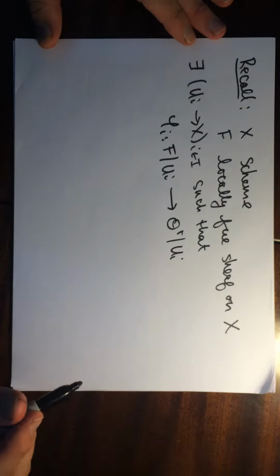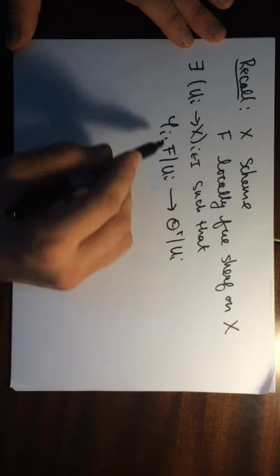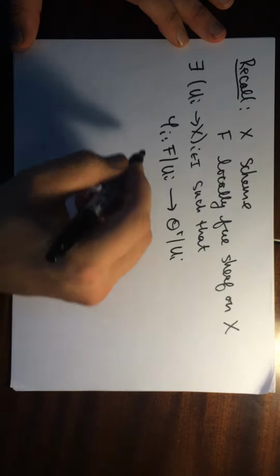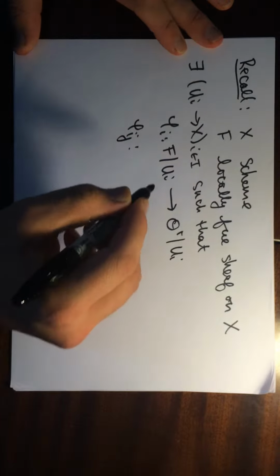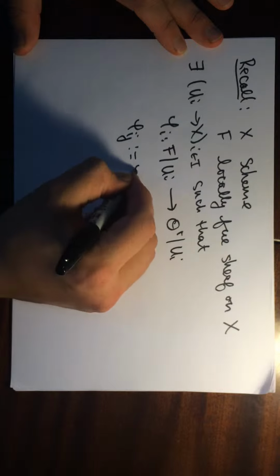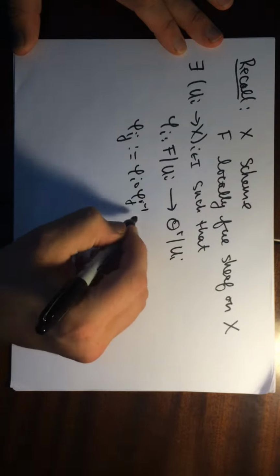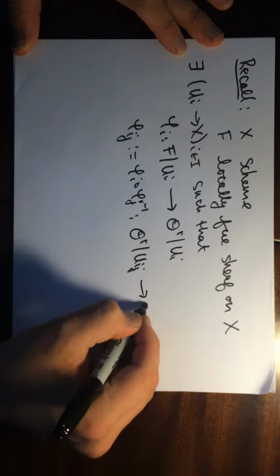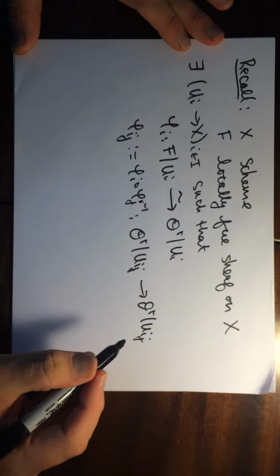Okay, and because of this, we know that we can compose this with its inverse. So we have these maps phi_ij, defined to be phi_i composed with phi_j inverse. This is a map from O^r of U_ij to O^r of U_ij, so this is an isomorphism.